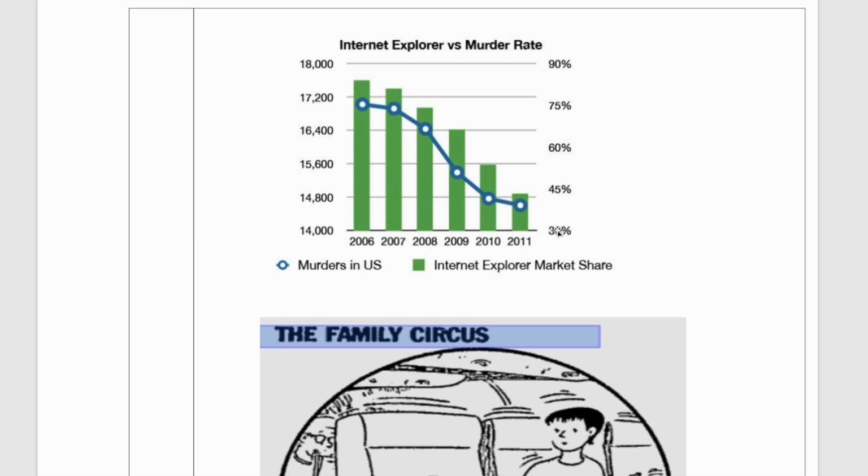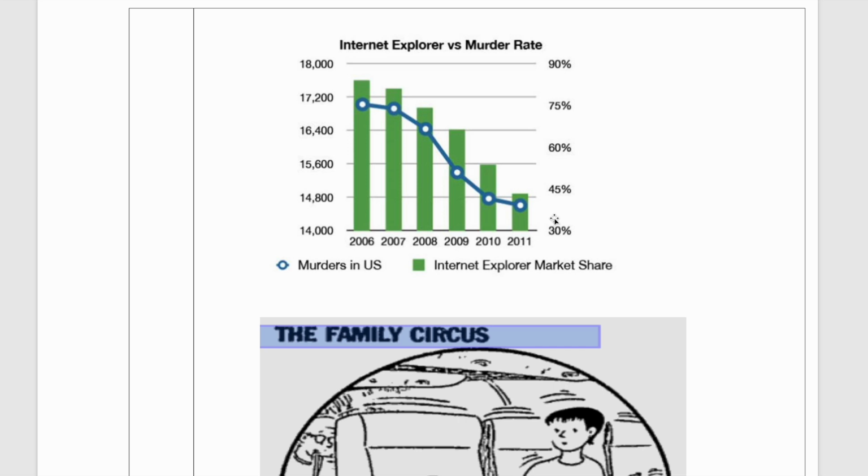Chrome started coming and Chrome started gathering the market share, so the Internet Explorer market share started coming down. And this is the rate of murder in the US. Now, if you see the correlation, the rate of murder is coming down year on year. The Internet Explorer market share is also coming down in a similar fashion. So if I correlate my murder in the US with Internet Explorer, it will be correlated very highly, very close to 1.